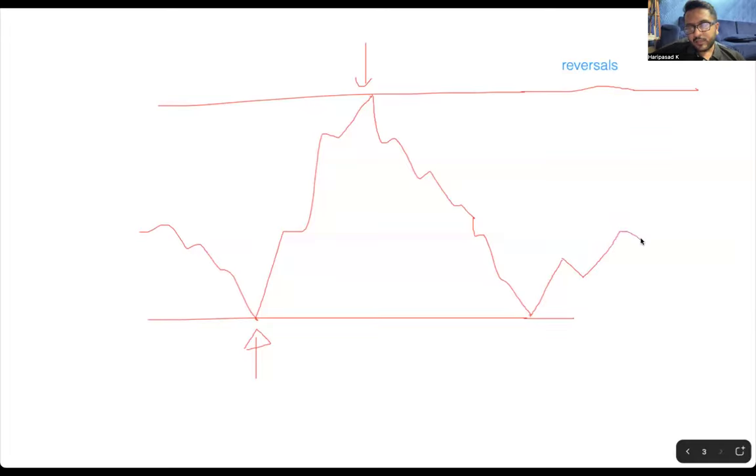So let's assume that the price was bouncing up from a support, and it is actually approaching the resistance point. After reaching the resistance point, what are the things or scenarios that I can expect to happen?